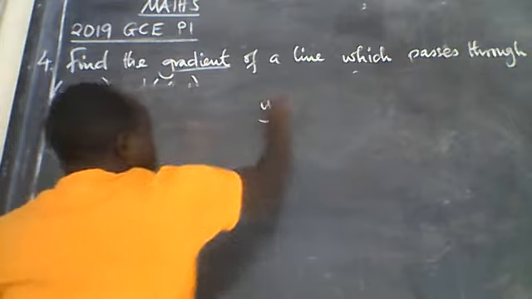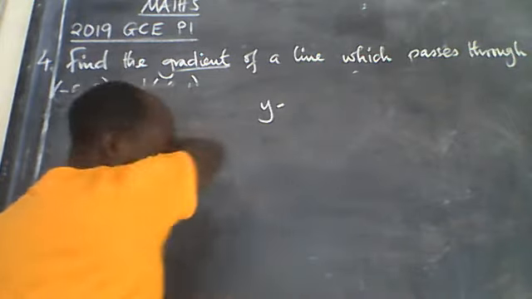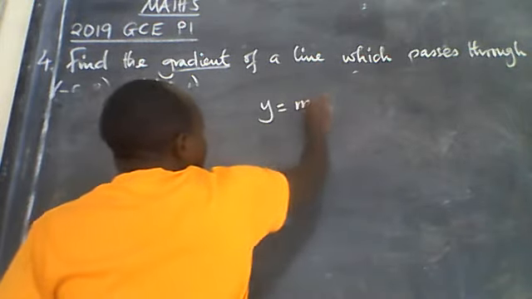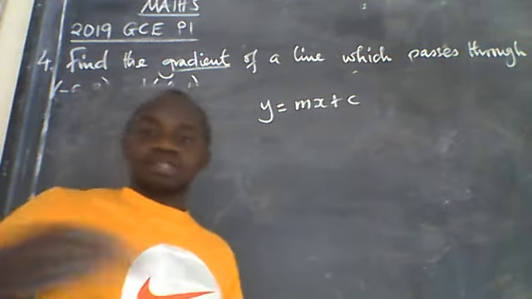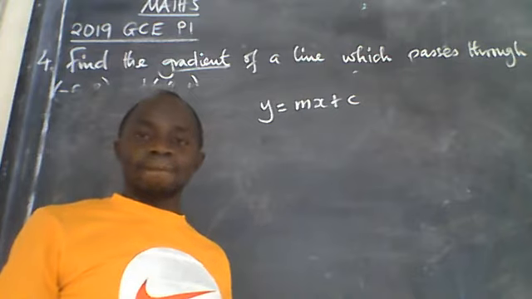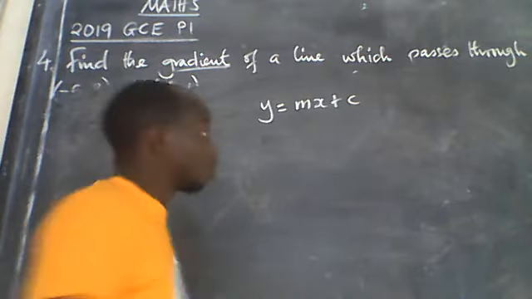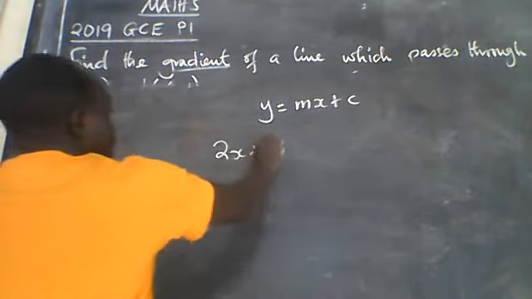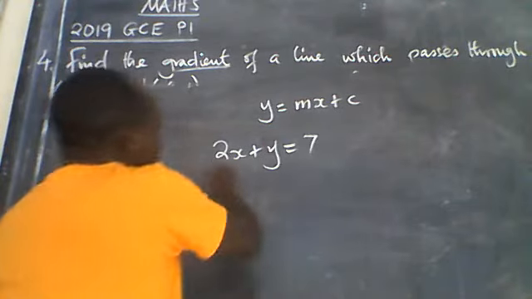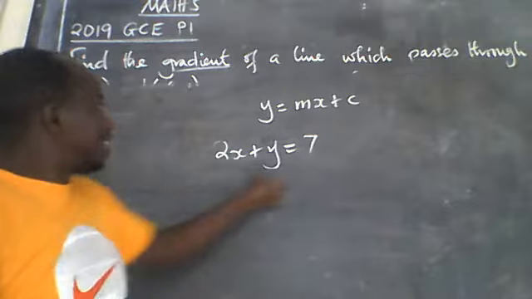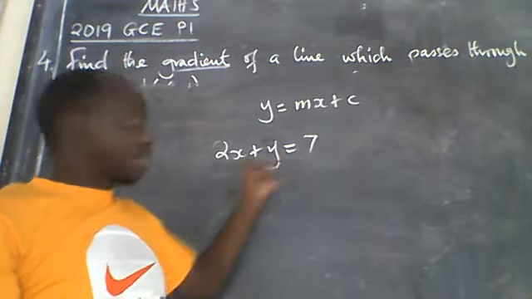The gradient intercept form is written in this way: y is equal to mx plus c. Here you are given an equation, we can say 2x plus y is equal to 7. Then they ask you to find the gradient of this.